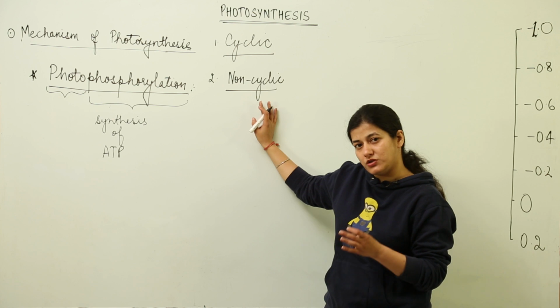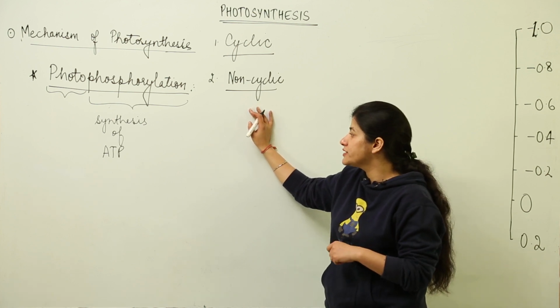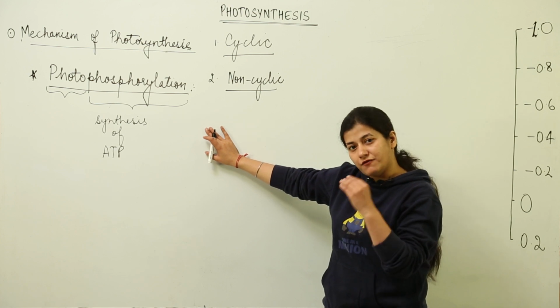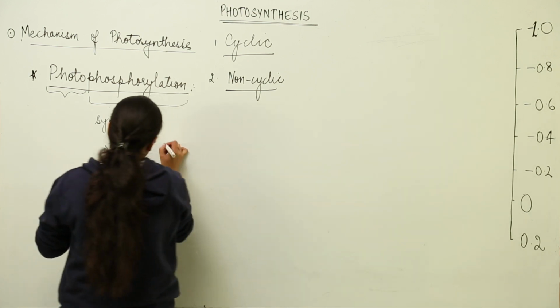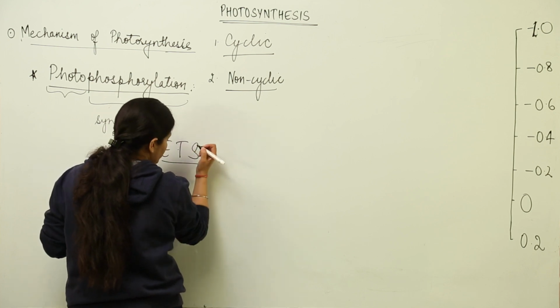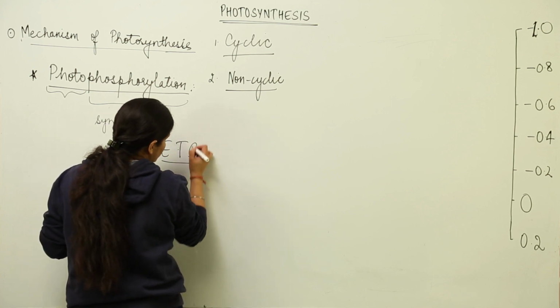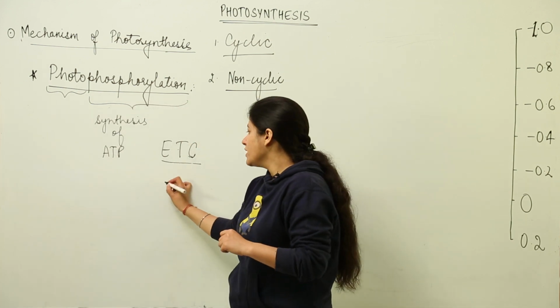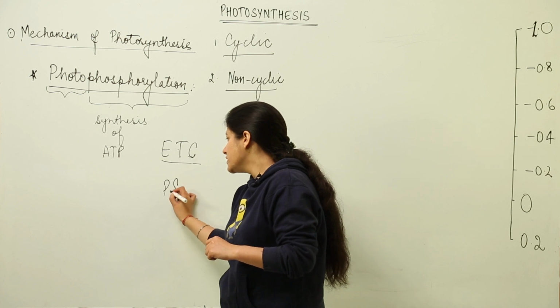The second lesson would be talking about the non-cyclic one, where there would be formation of ATP, and of course it would involve what you have studied in the previous lesson, that is the electron transport system or the electron transport chain, where the electron is excited from the respective photosystem.